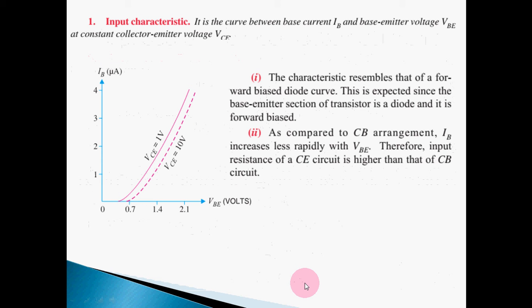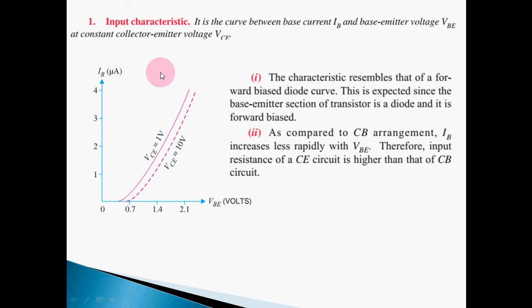Next come to the characteristics. Similar to common base configuration, common emitter configuration also has two characteristics. Number one is input and number two is output characteristics. In the previous class we talked about input characteristics. It is a graph between input current and input voltage with respect to output voltage. For common emitter configuration, input current is the base current, input voltage is the base emitter voltage, and output voltage is the collector emitter voltage.